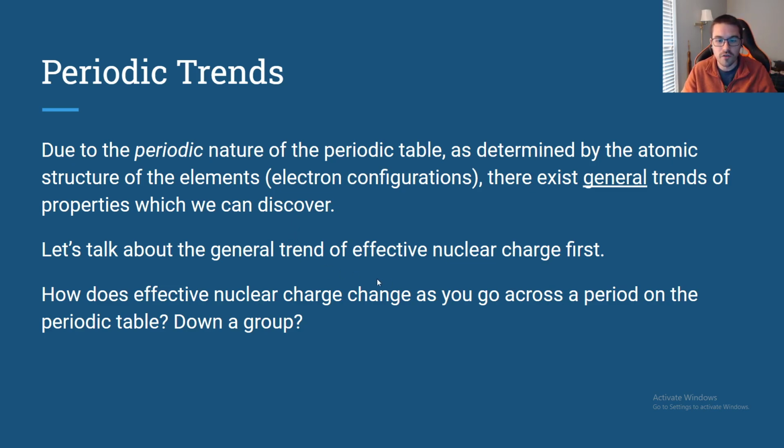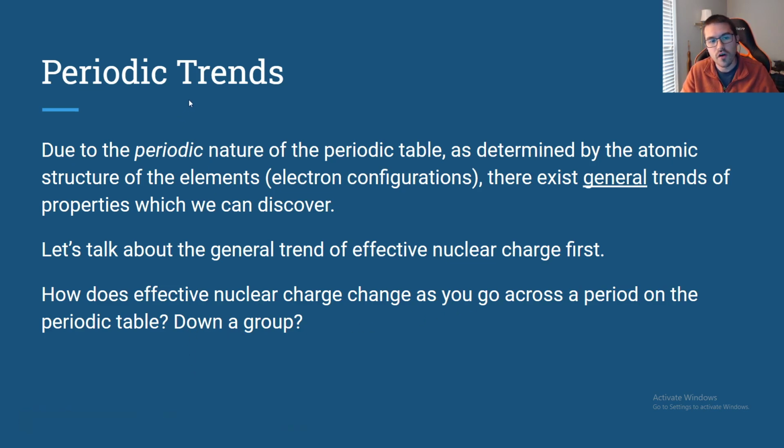The first one we're going to talk about is effective nuclear charge itself. We're going to take a look at the periodic table and talk about, generally speaking, how the effective nuclear charge changes as you go across a period, from left to right, and then how it changes as you go down a group.